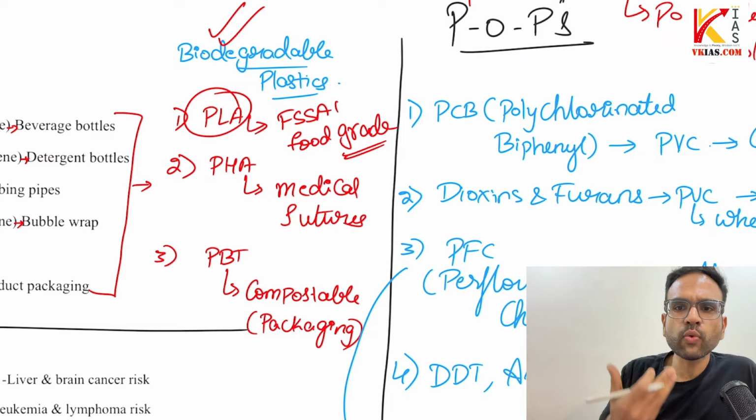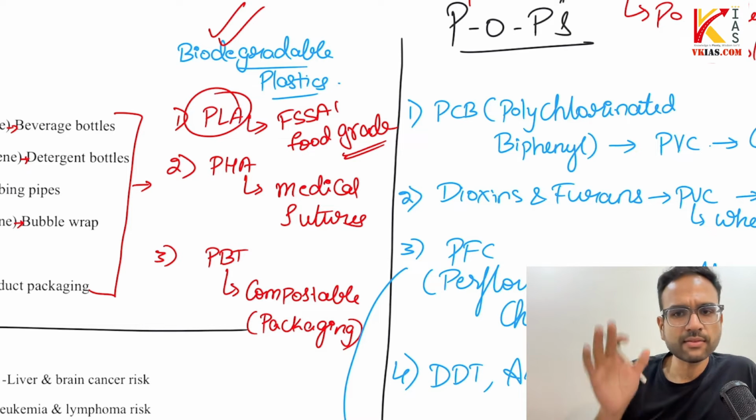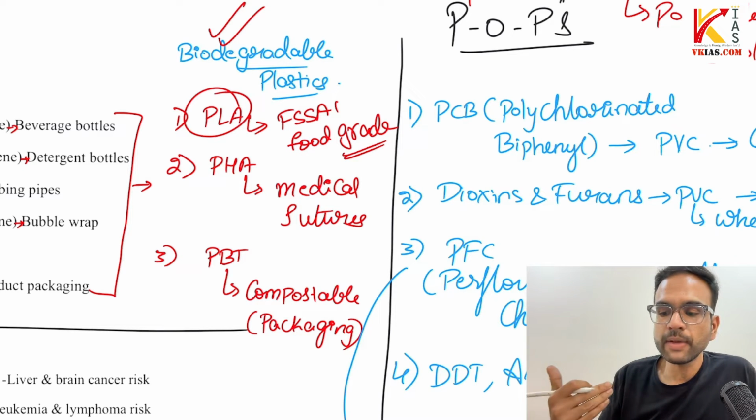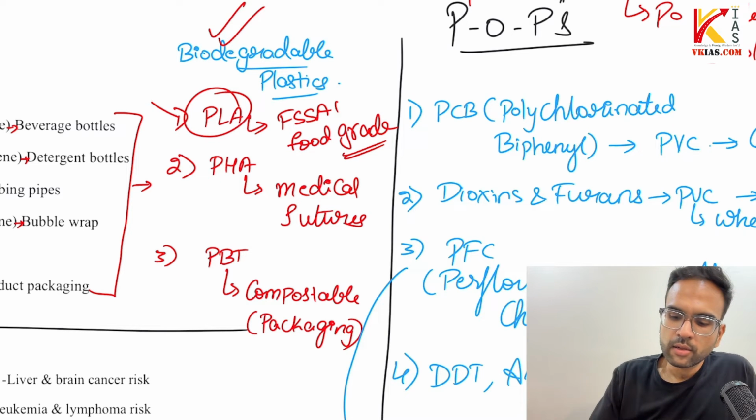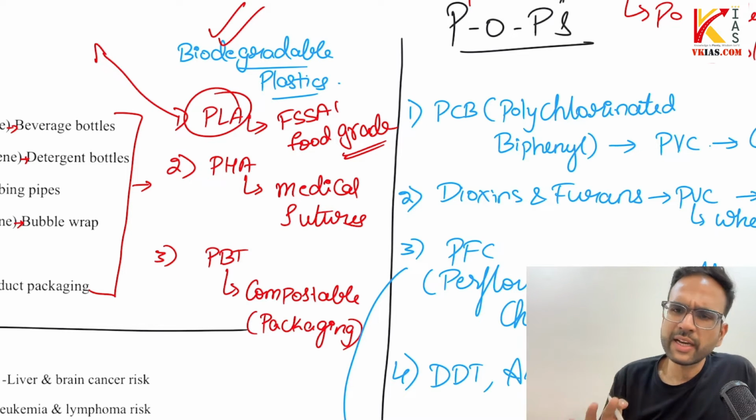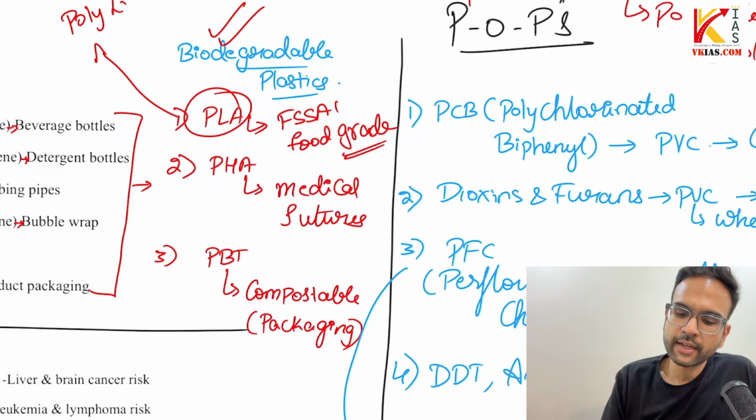What do you mean by this food-grade plastic? It just means that that plastic is not harmful. It can be degraded even if it goes into our body. What is that? Please remember this name very carefully. It can be asked. PLA means polylactic acid.